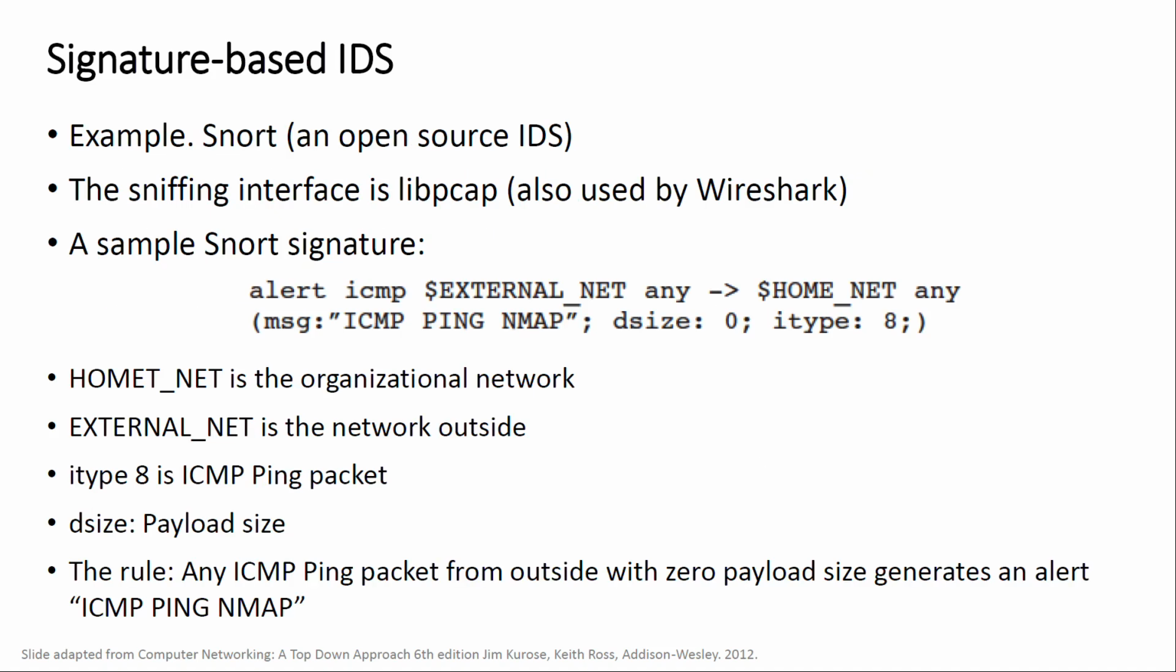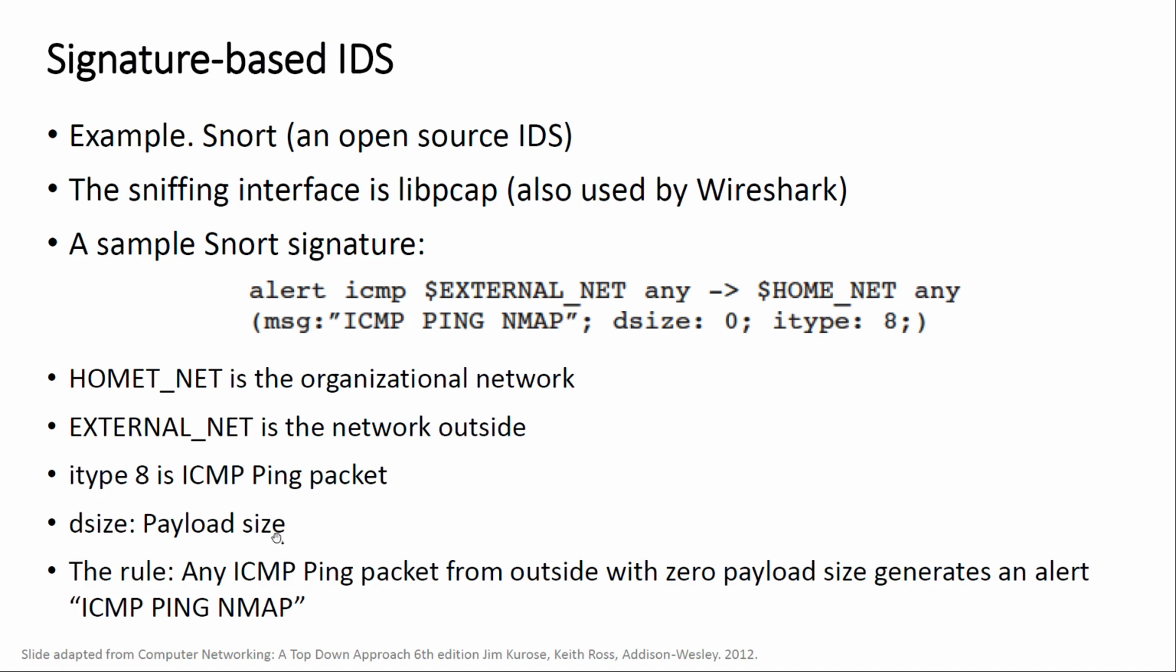We have an example, Snort, which is an open source intrusion detection system, and it is widely used in this area. The sniffing interface is libpcap, also used by Wireshark. A sample Snort signature is given here, and the parameters are explained below. Home net is the organizational network, external net is the network outside. The type here is an ICMP ping packet.